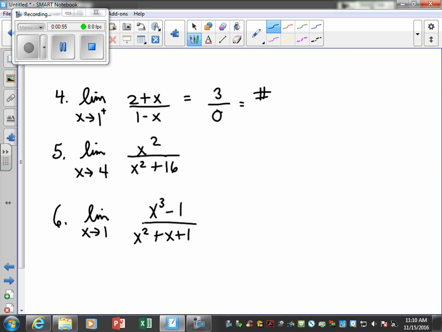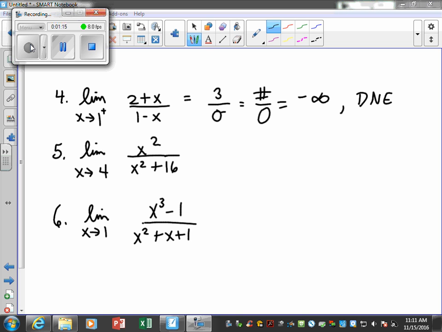Negative, yes. So a number divided by 0 is going to give us infinity, okay? But what's a positive divided by a negative? A negative, so when we get negative infinity, we just know that this does not exist because it's unbounded there.